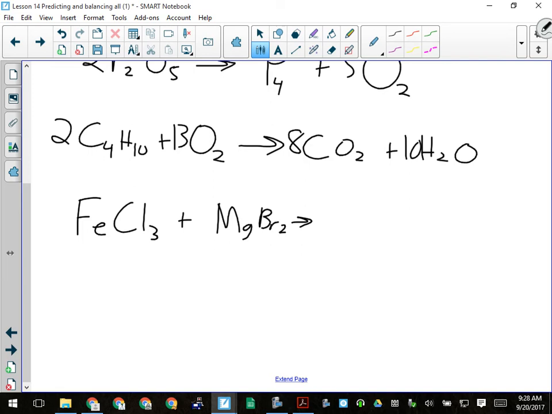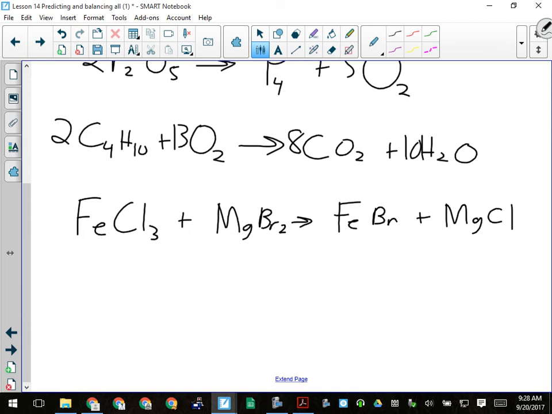All right, my reactants are both ionic compounds, so this is a double replacement reaction. In a double replacement reaction, what do we do with the metals? Switch them. So that means iron is going to end up with bromine and magnesium is going to end up with chlorine.